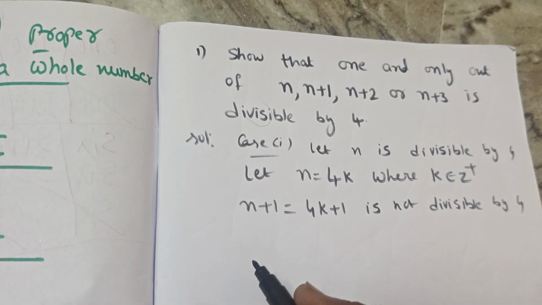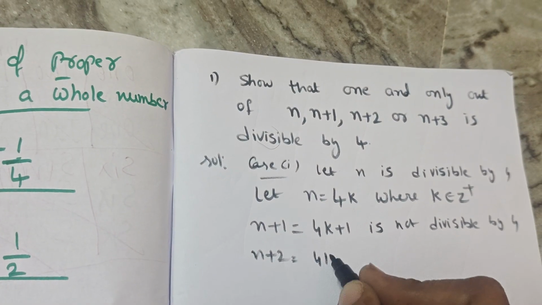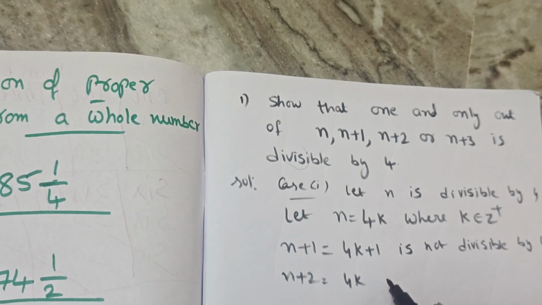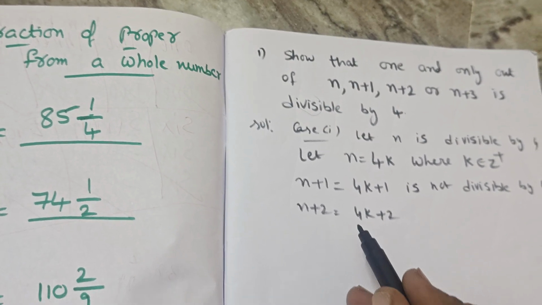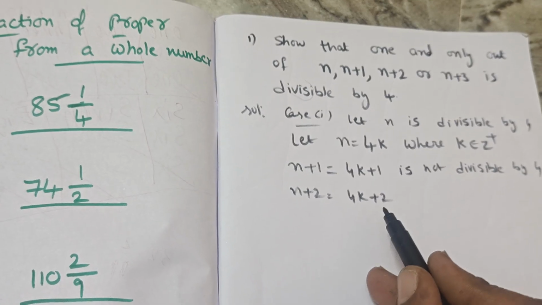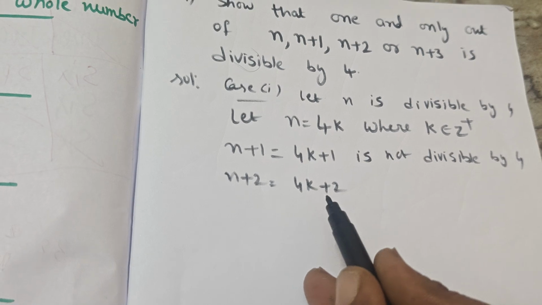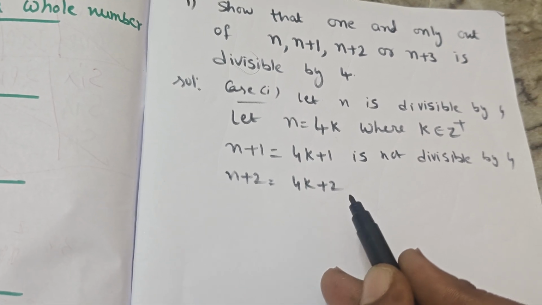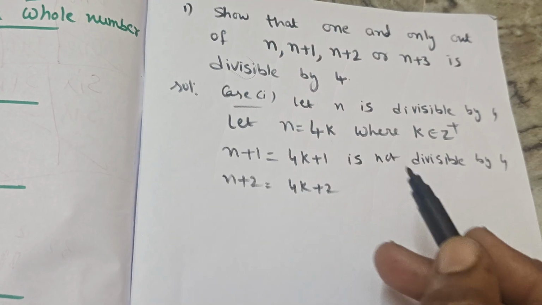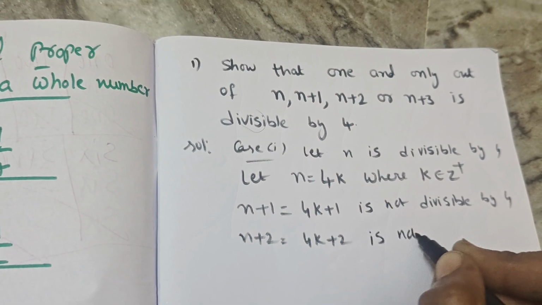Now we have to see n plus 2. What is the value of n? Already we know here n value is 4k, plus 2. You take any value in the place of k. 4 ones are 4, 4 plus 2, 6 is not divisible by 4. 4 threes are 12. If you take 3 in the place of k, 4 threes are 12, 12 plus 2, 14 is not divisible. Any positive integer you take, it is not divisible by 4.